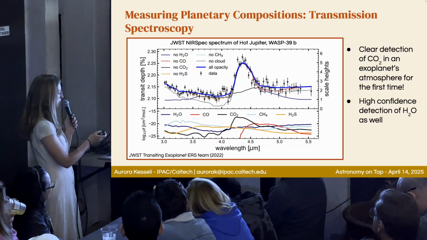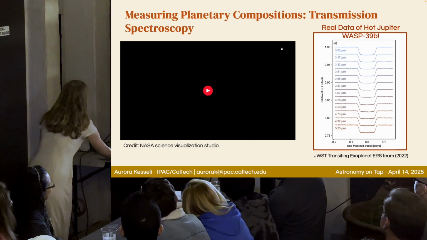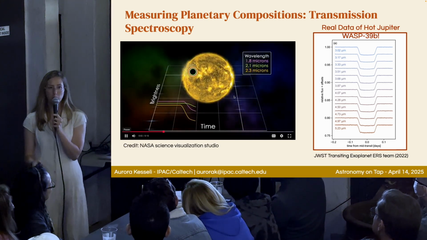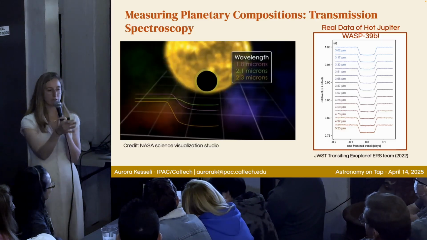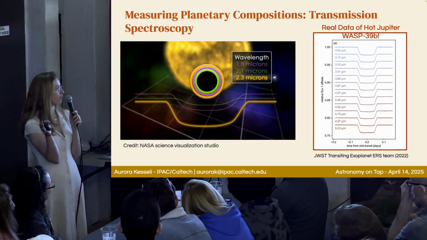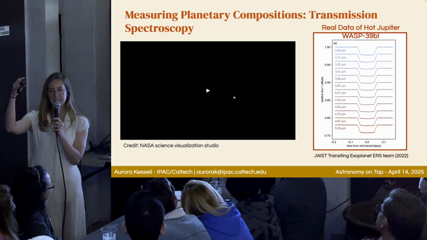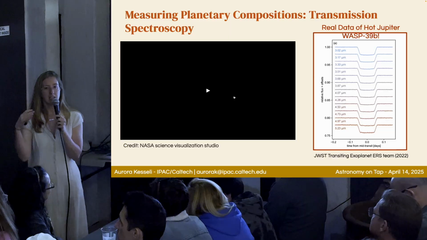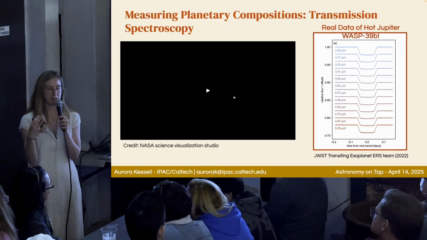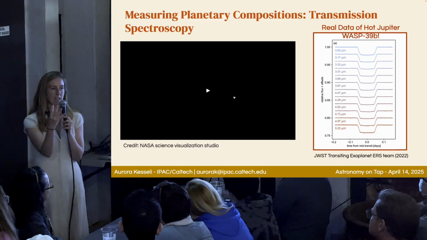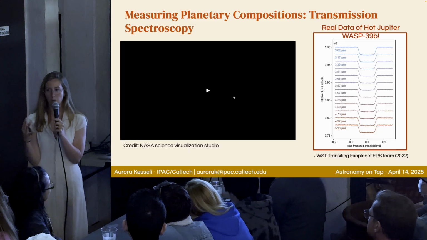So this is showing, oops, I think I have to actually click this. Okay, so this is showing what we might see if we observe the planet at different wavelengths. At different wavelengths, we might see a larger transit depth and a smaller transit depth depending on the wavelength, because different atoms, molecules, and elements have very unique spectral fingerprints. So they emit and absorb at very specific wavelengths.